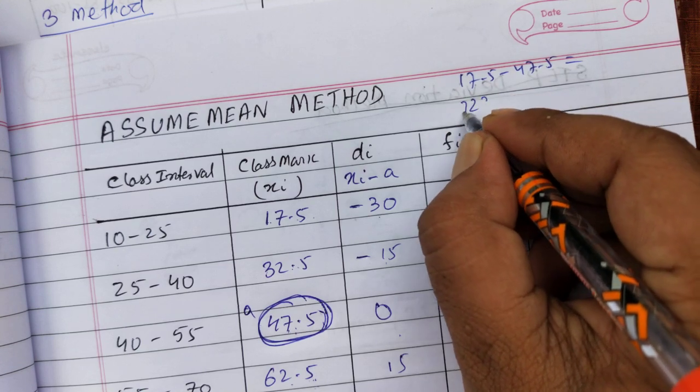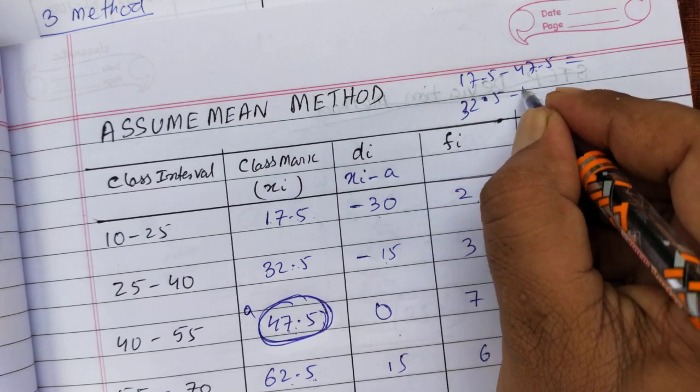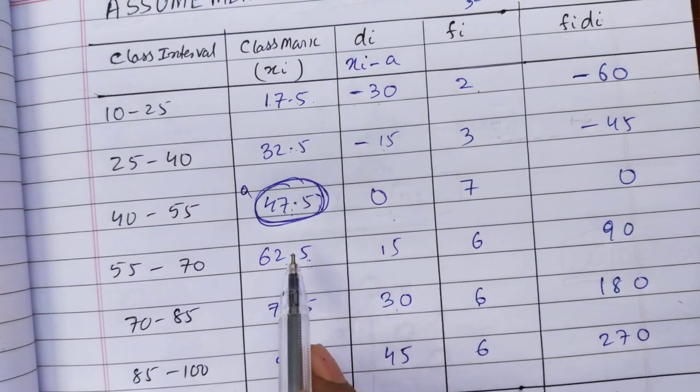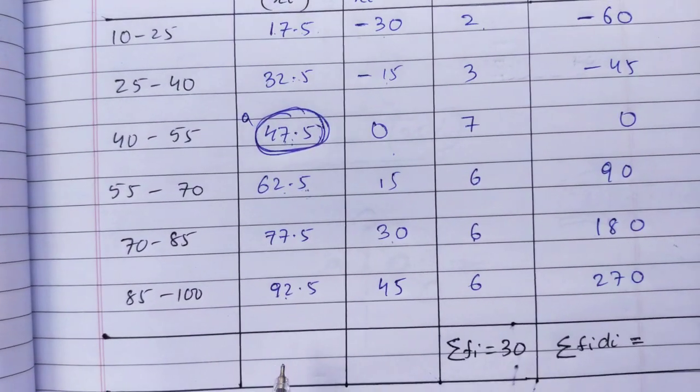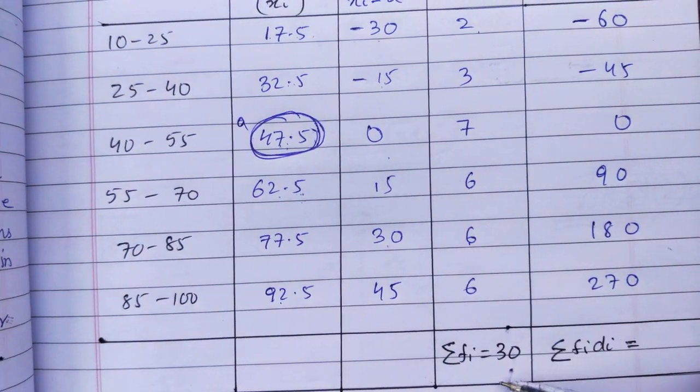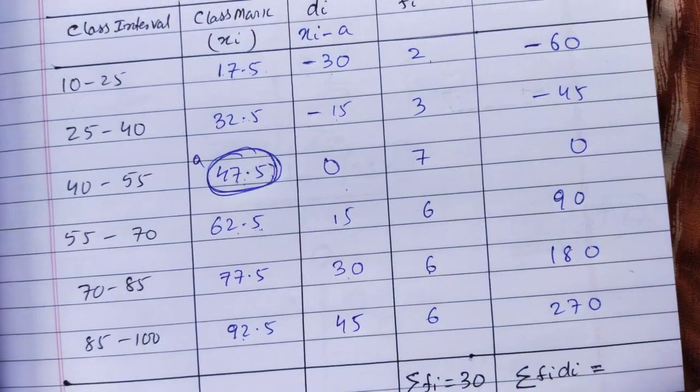Next is 32.5 minus 47.5, get the answer. Minus 15, minus 30. Keep on subtracting 47.5 all the time. Okay, now total of this is 30, as we have done in the direct mean also.